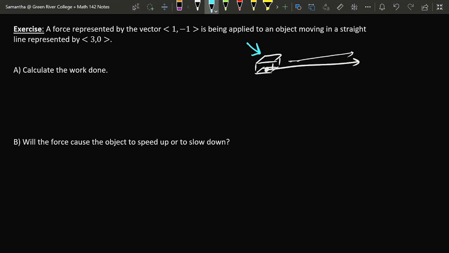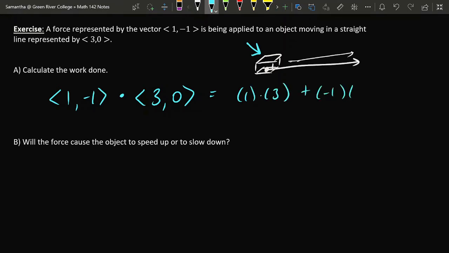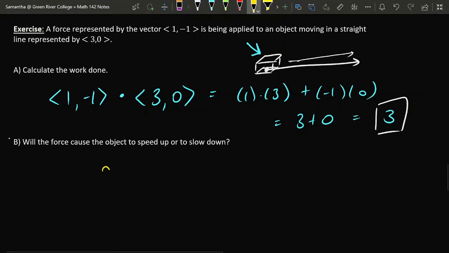The work done can be found by taking the force vector and dotting it with the vector representing the minecart's movement. So the result of that would be 1 times 3 plus negative 1 times 0. Result 3 plus 0. Result, positive 3. Positive, as we expected. And therefore, by the work energy theorem, the object would speed up.